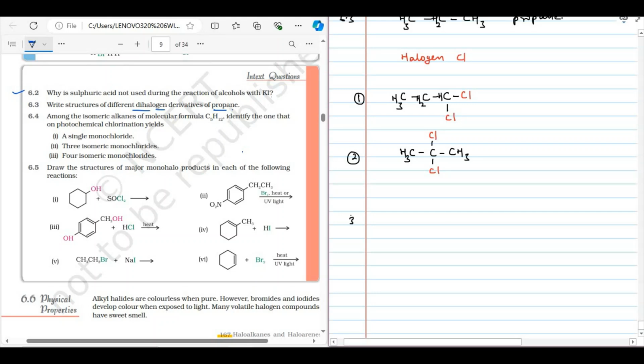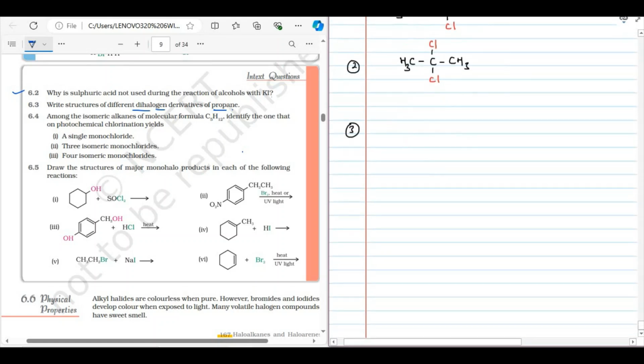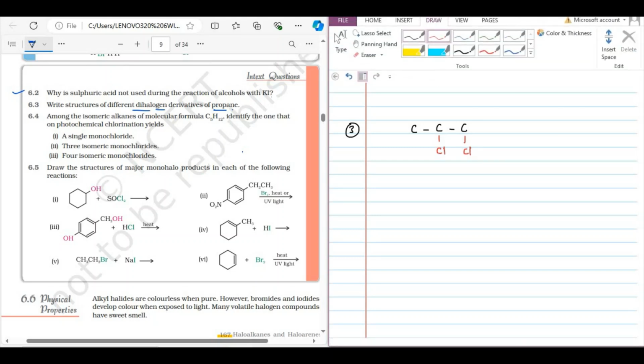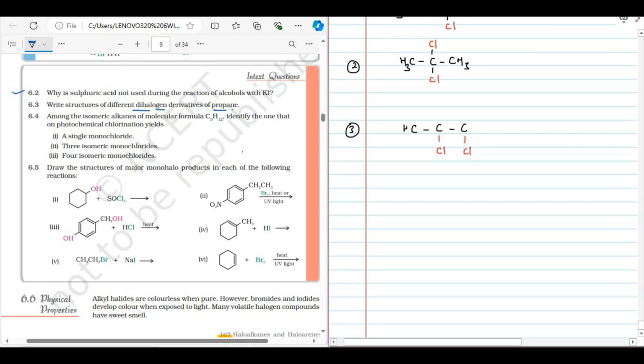Now draw the third structure. Here we can draw C, single bond C, single bond C. Now we can draw a vicinal dihalide. This time we can attach chlorine to the adjacent carbons. So here Cl and this is also Cl. Now balance the hydrogens. So here CH3, here CH and here CH2.